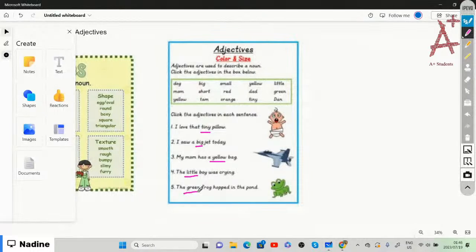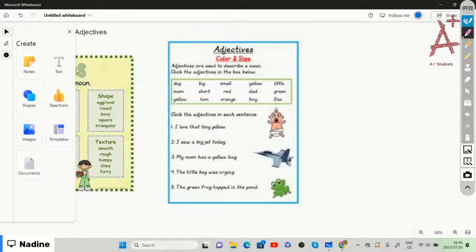So those are the adjectives that we have identified. And an adjective describes a noun. Some adjectives tell us what kind, and some adjectives tell us how many. All right, so that is the end of our grade 4 lesson on adjectives.